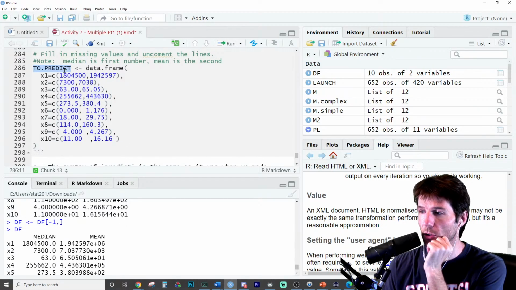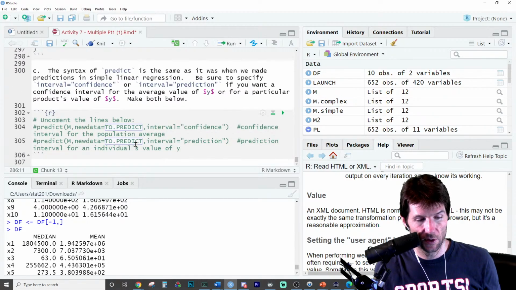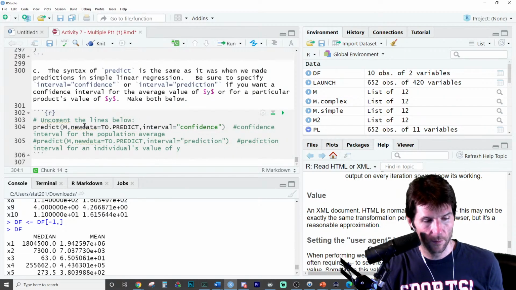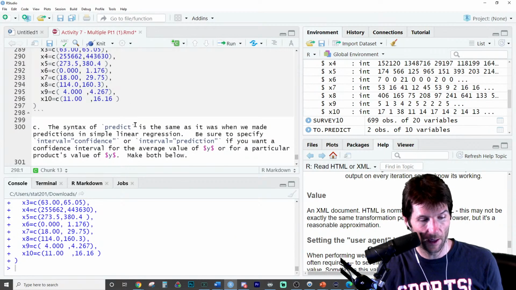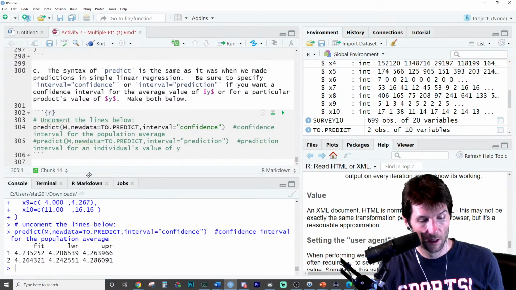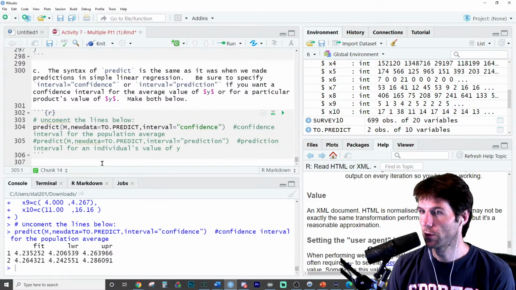So once again, this is called toPredict because we're going to use it to predict. And we're going to go down here and use the syntax for predicting. And I think it's already good to go. Is it good to go? toPredict not found. I didn't store it. Now it's stored. So here we are. And why is it predicting this way? We're only actually predicting for 2 observations.